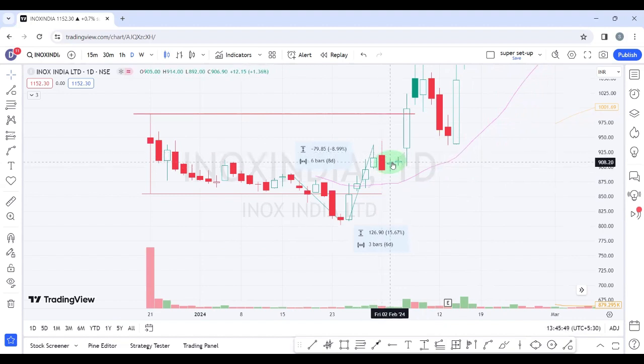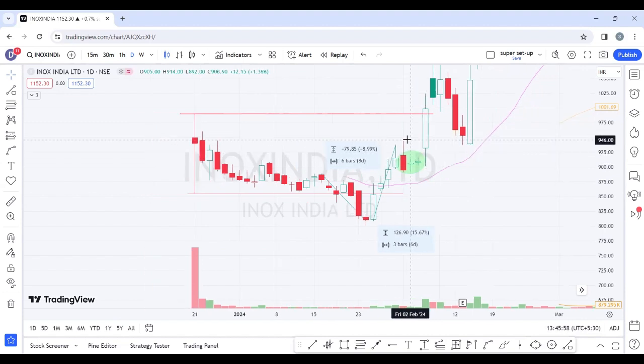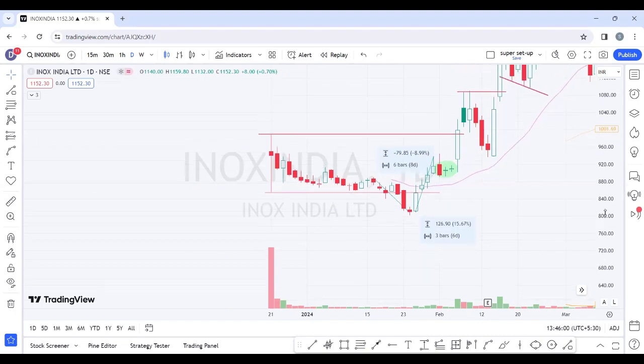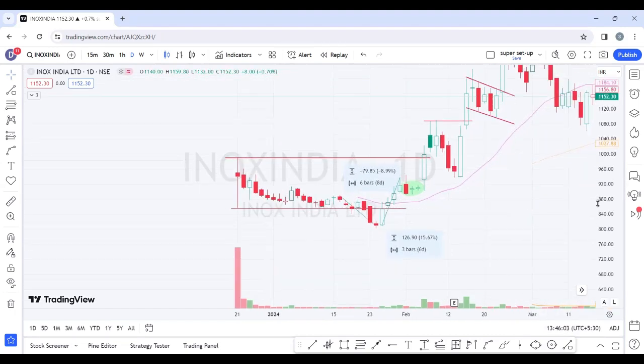Again, 2 days of no activity. The stock has been trading in a very tight range, and then the buyers have confirmed that yes, we are in charge now, and the whole move is under their grip.